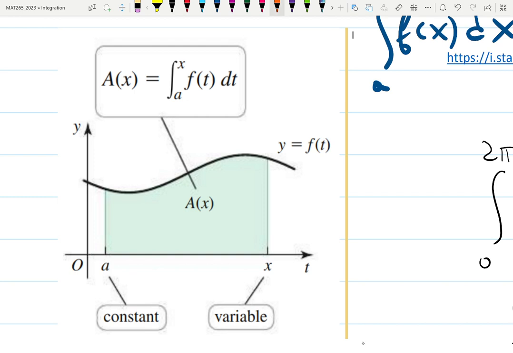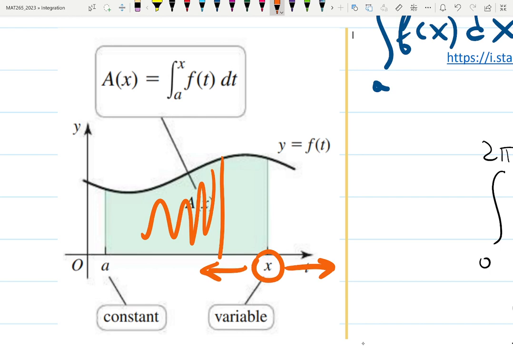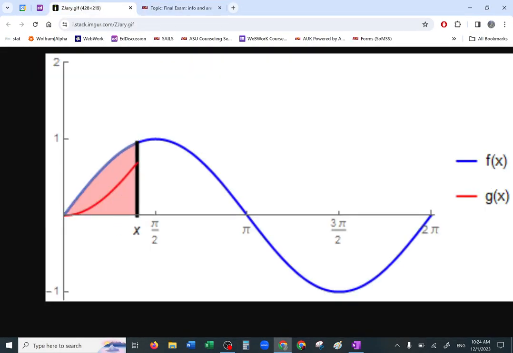That means x becomes a variable. And x can move to the right if I want to increase the area, and to the left if I want to decrease the area. So that's pretty cool. You fix one of the endpoints, and then you move another one. This is how it looks in the cool animation I found. Here you go. One variable is fixed, and another one is moving left and right. So it keeps changing how much area I want to calculate, or how much sum I want to include.